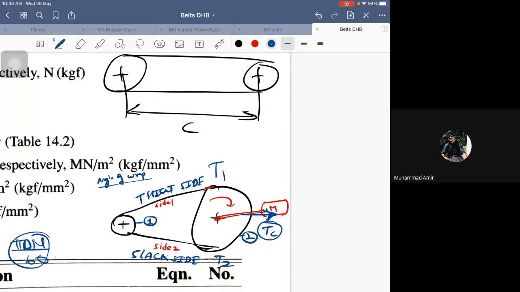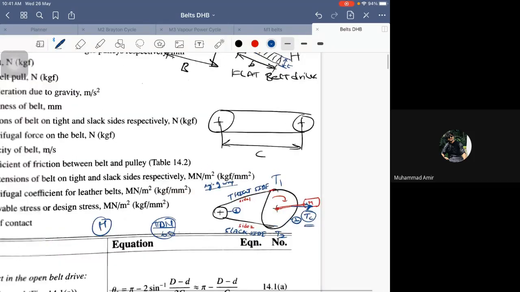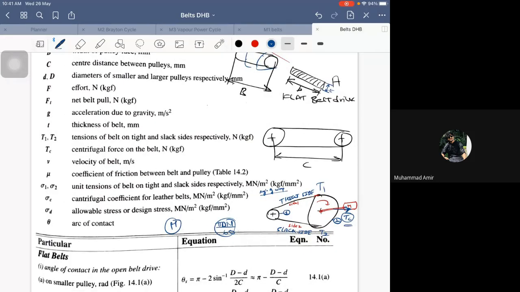This centrifugal tension has to be taken into account only when the velocity is high. When the velocity is very low, centrifugal force will not act, isn't it? Centrifugal force acts only when there is a high velocity, only then the centrifugal tension would act. Then only you have to consider it. And when to consider it and when not to, we will discuss once we start the problems. Okay. Any other doubts in these parameters?